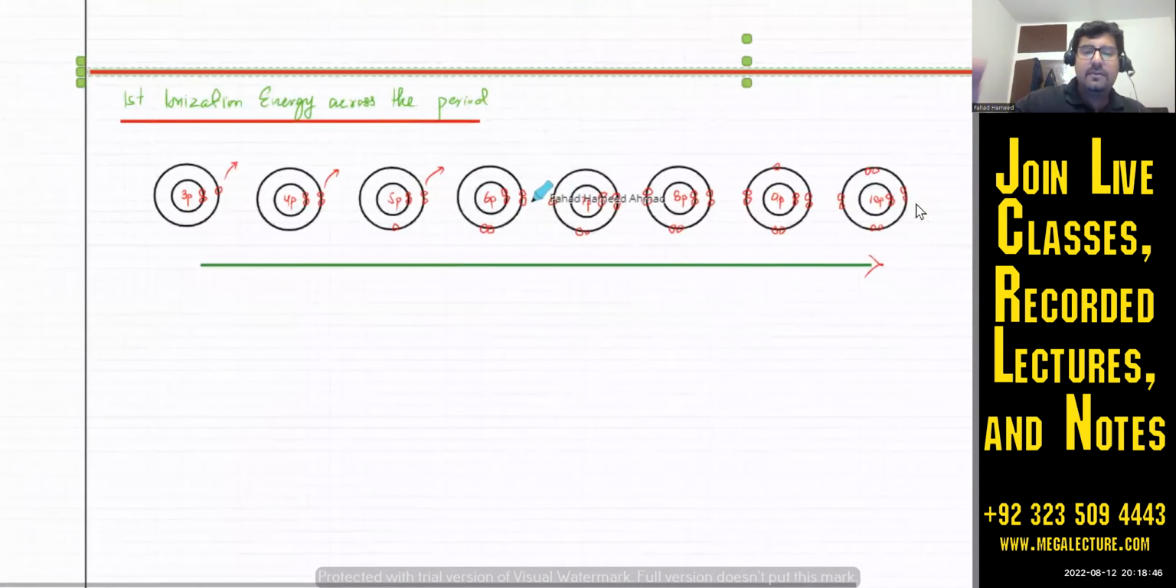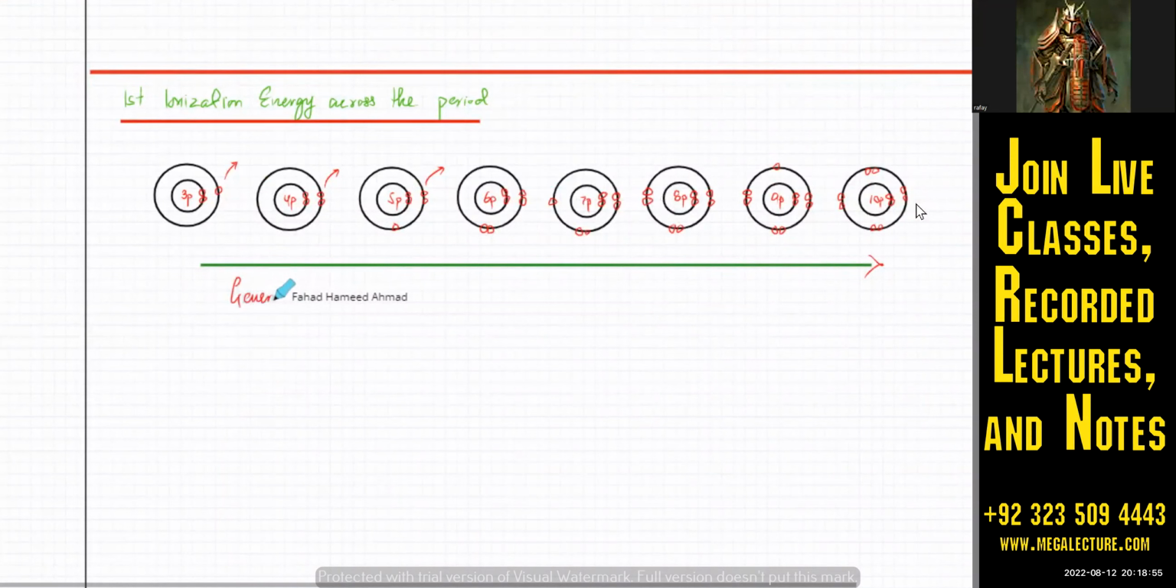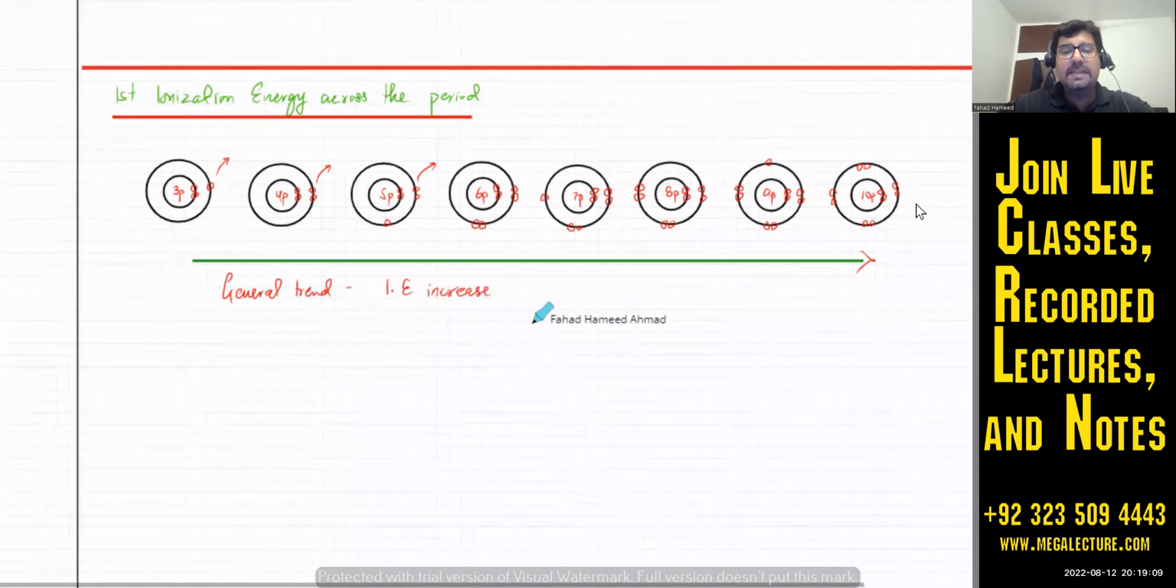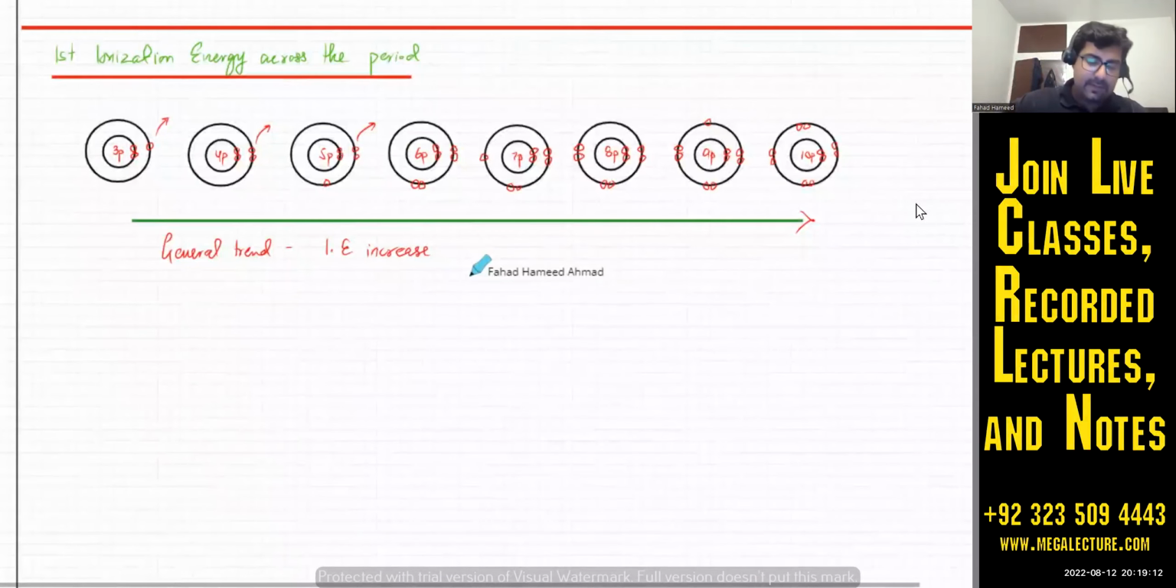So is it going to become harder or easier to remove electrons? Difficult. Okay, so the general trend is when you move across the period, ionization energies increase. Which basically means that the attraction between the nucleus and valence electrons increases.